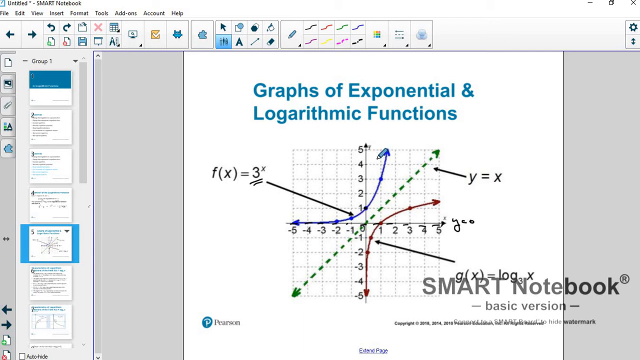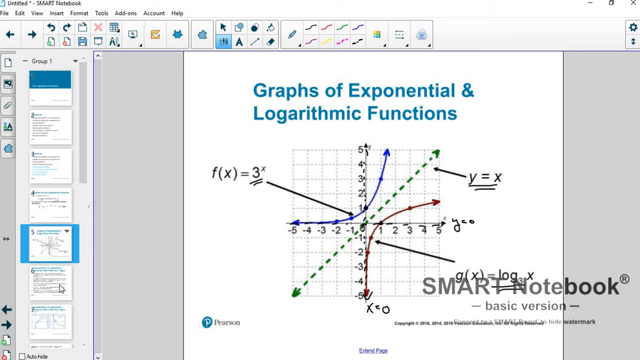And so if you take the inverse of that, what does that mean? That means you switch all the x's and the y's. So instead of 0, 1, you have an x-intercept of 1, 0. Instead of an asymptote at y equals 0, you have an asymptote at x equals 0. Okay, and all your points get flipped over. You reflect above the y equals x line here. And so if the blue is your 3 to the x graph, then this red one is the log base 3 of x graph.